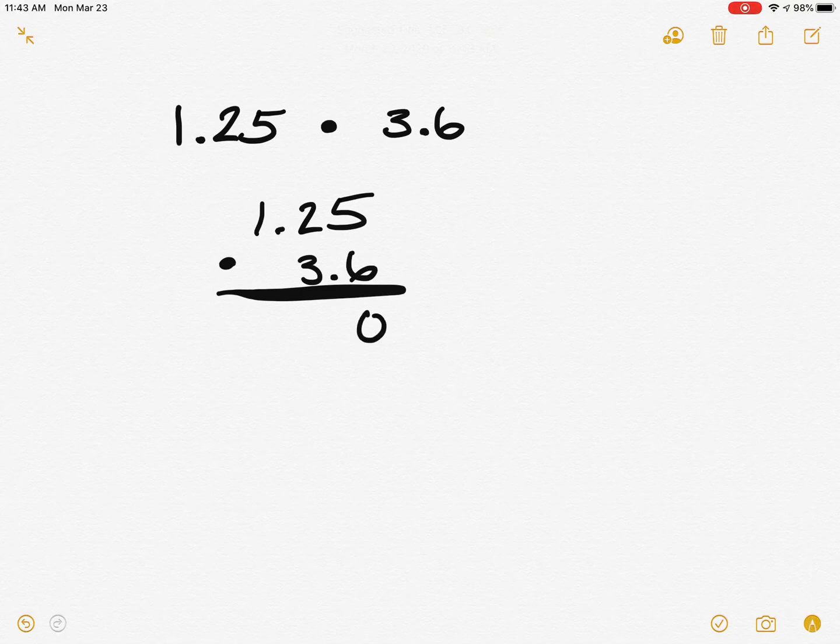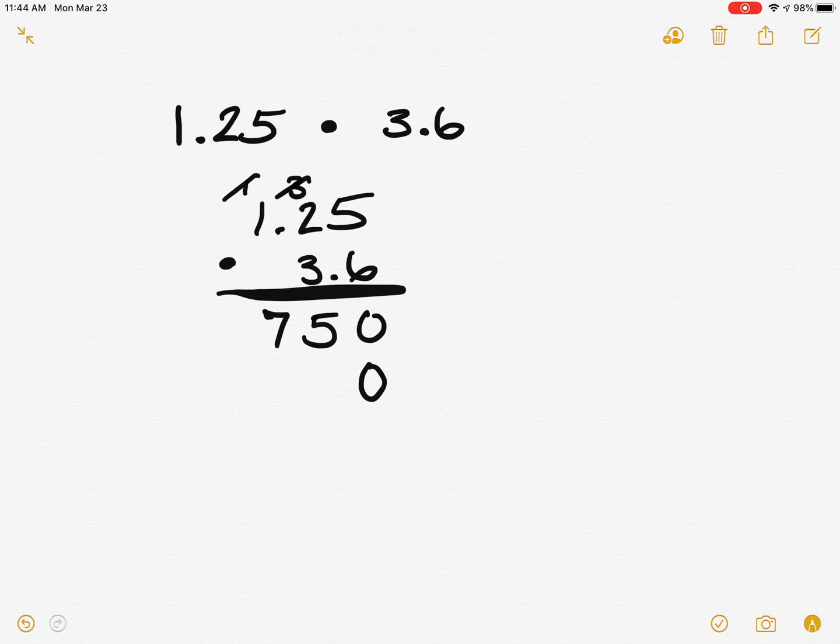So here we have 6 times 5 is 30. Put down the 0, bring up the 3. 6 times 2 is 12, plus 3 is 15. 6 times 1 is 6, plus 1 is 7. Okay, I put a 0 as a placeholder here, because now I'm moving over in place value.